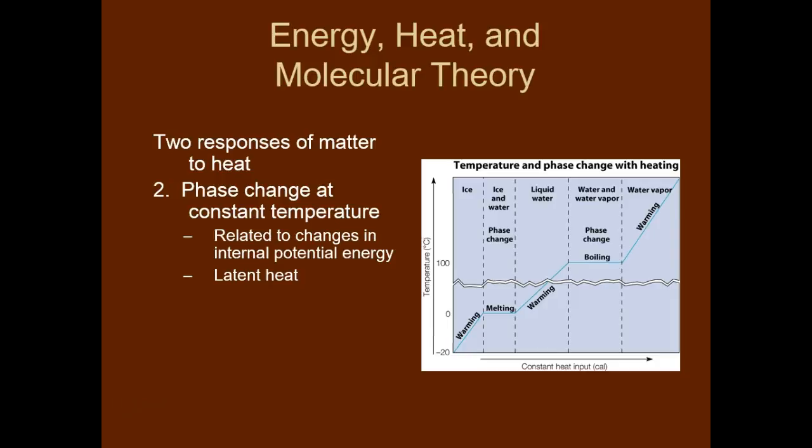When you do reach the melting point of ice, adding heat does not change the temperature, but changes the phase from solid to liquid. That's why we call it melting. If you're going the other way and removing heat, you call it freezing. Same temperature, same everything. It's just whether you're adding or deleting heat. Pulling off heat.